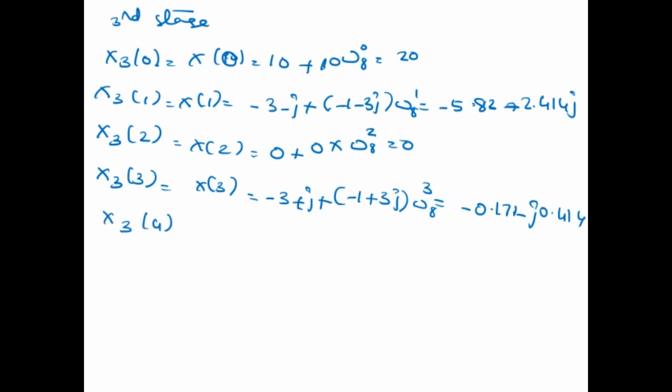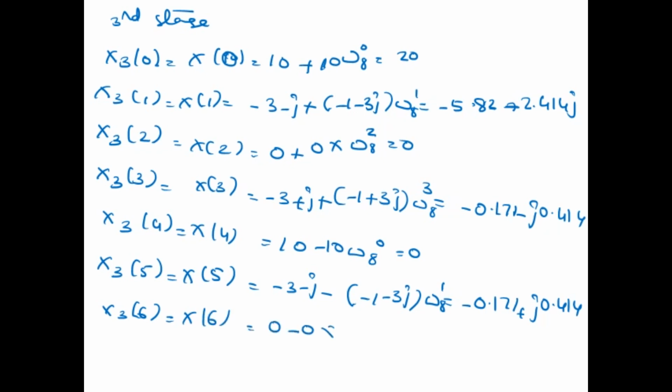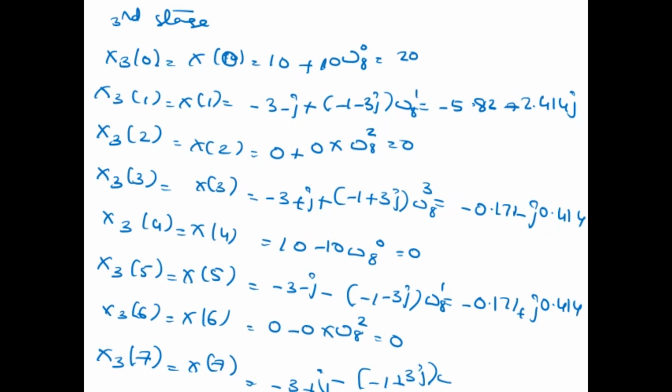x3 of 4 is equal to x of 4 which is equal to 10 minus 10 into omega 8 of 0 which is equal to 0. x3 of 5 is equal to x of 5 which is equal to minus 3 minus j minus minus 1 minus 3j into omega 8 of 1 which is equal to minus 0.171 plus j 0.414. x3 of 6 is equal to x of 6 which is equal to 0 minus 0 into omega 8 of 2 which is equal to 0, and x3 of 7 is equal to x of 7 which is equal to minus 3 plus j minus minus 1 plus 3j into omega 8 of 3 which is equal to minus 5.828 plus j 2.414.